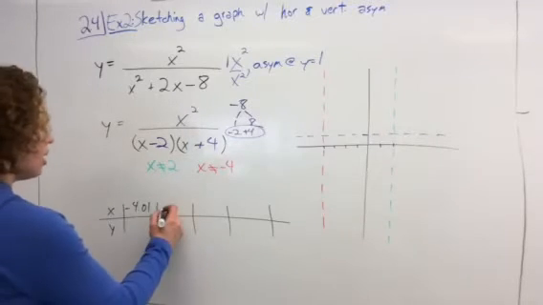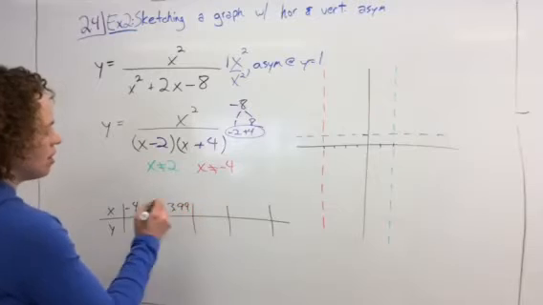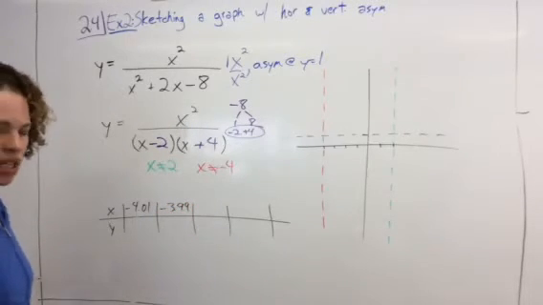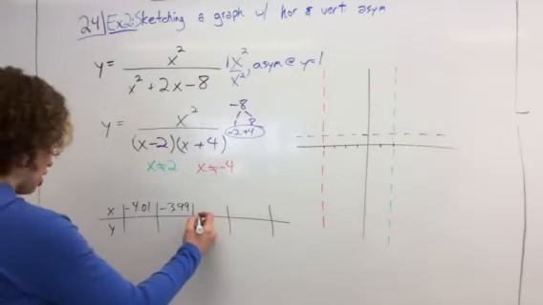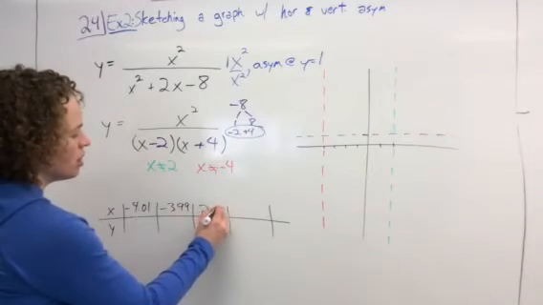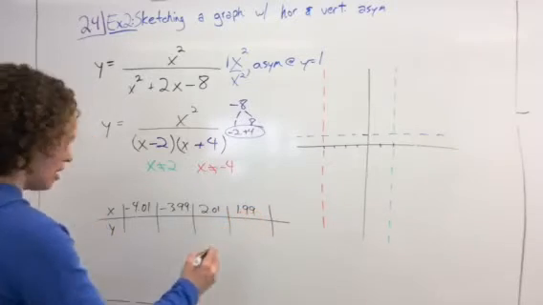Some other ones I could try on the other side of that asymptote would be negative 3.99. And my other asymptote being positive 2, I would want to try 2.01, 1.99.